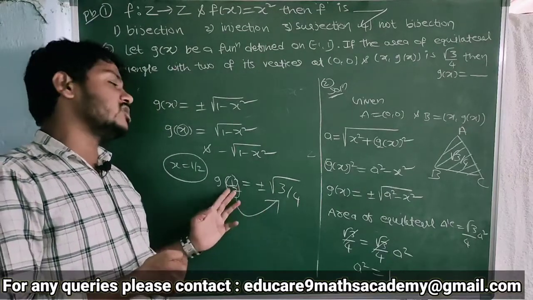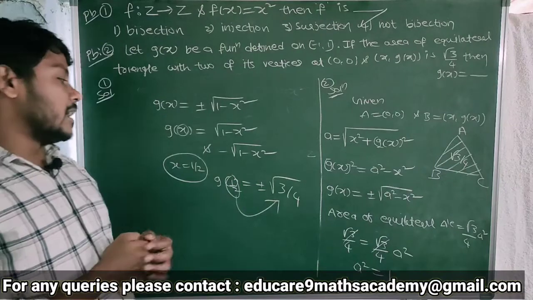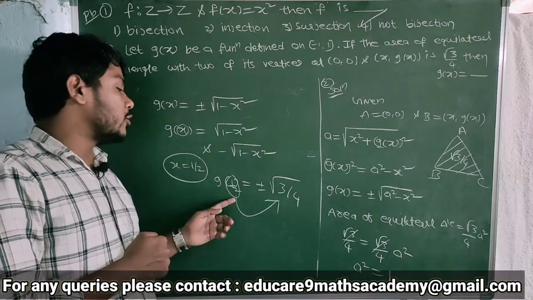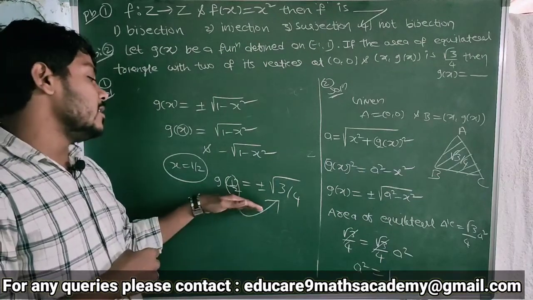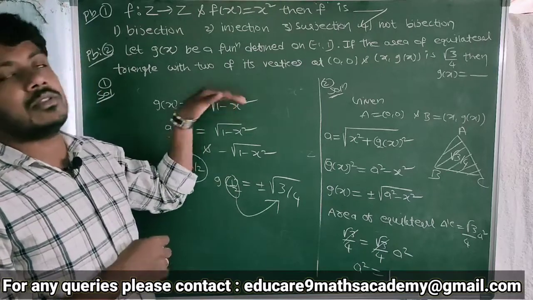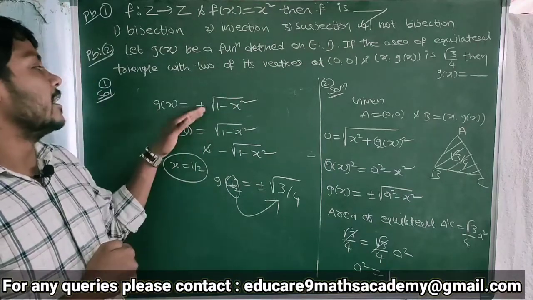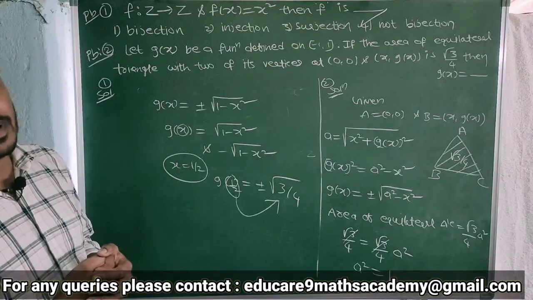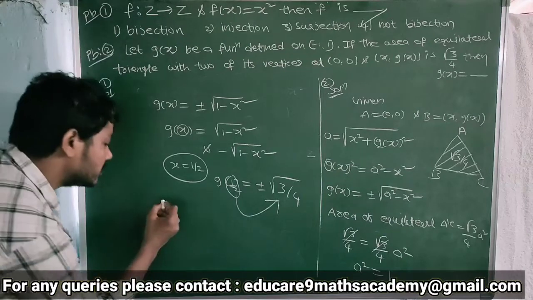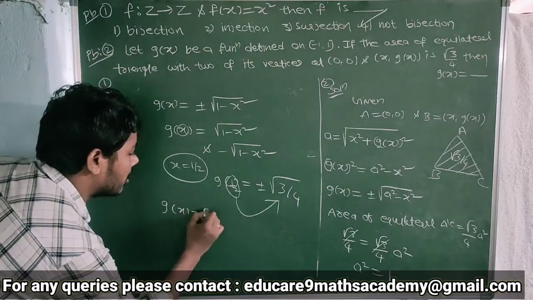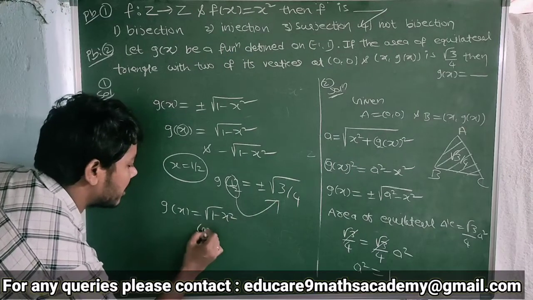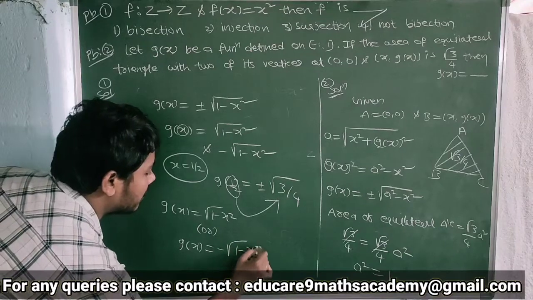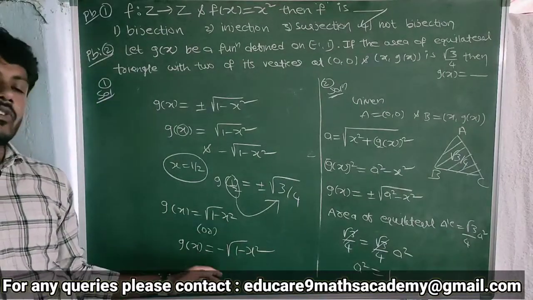So in this case, this is not a function, because every element in A must have a unique image in B. But here there are two images. So clearly, if g of x is equal to plus or minus root of 1 minus x square, in that case the given g of x is not a function. Therefore, g of x is equal to under root of 1 minus x square, or g of x is equal to minus under root of 1 minus x square. So any one value is possible.